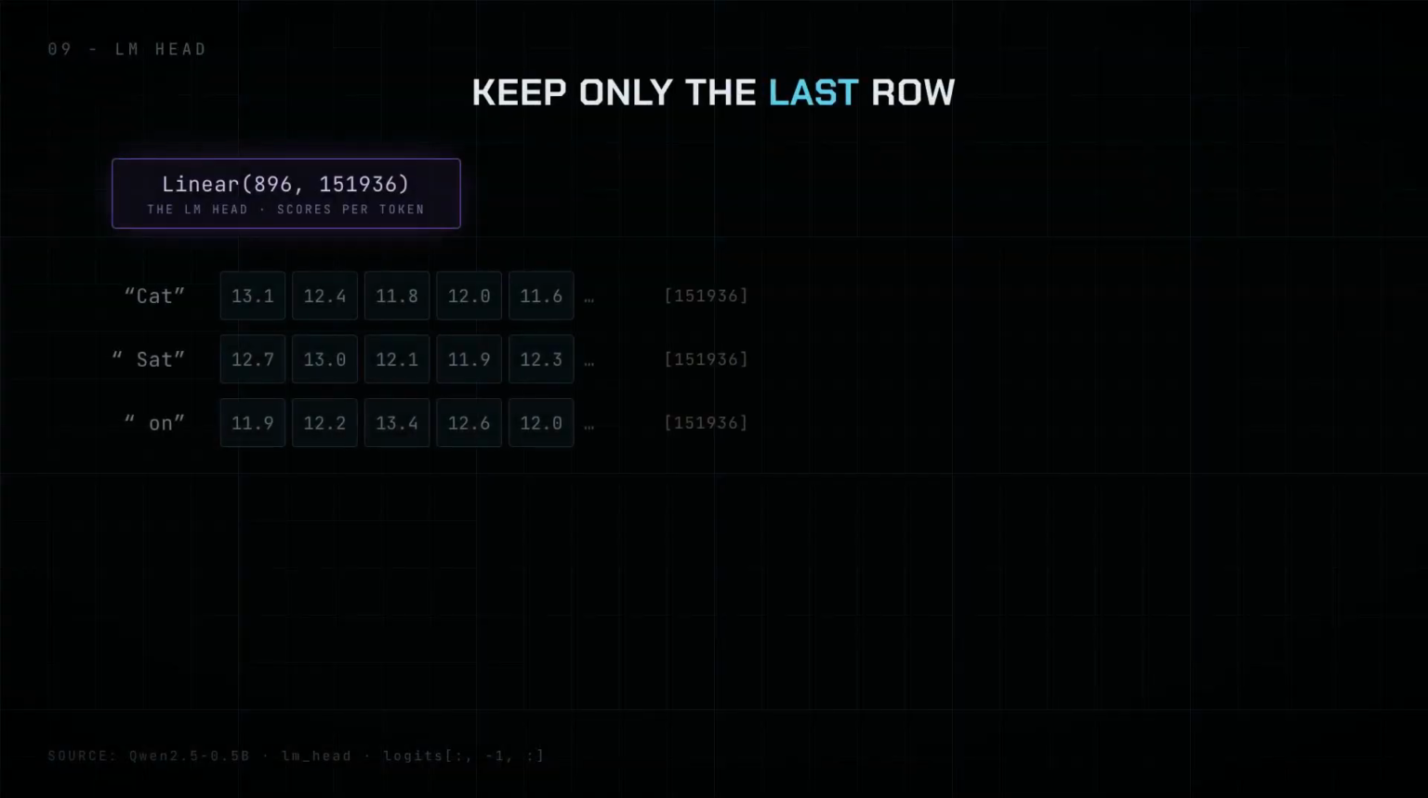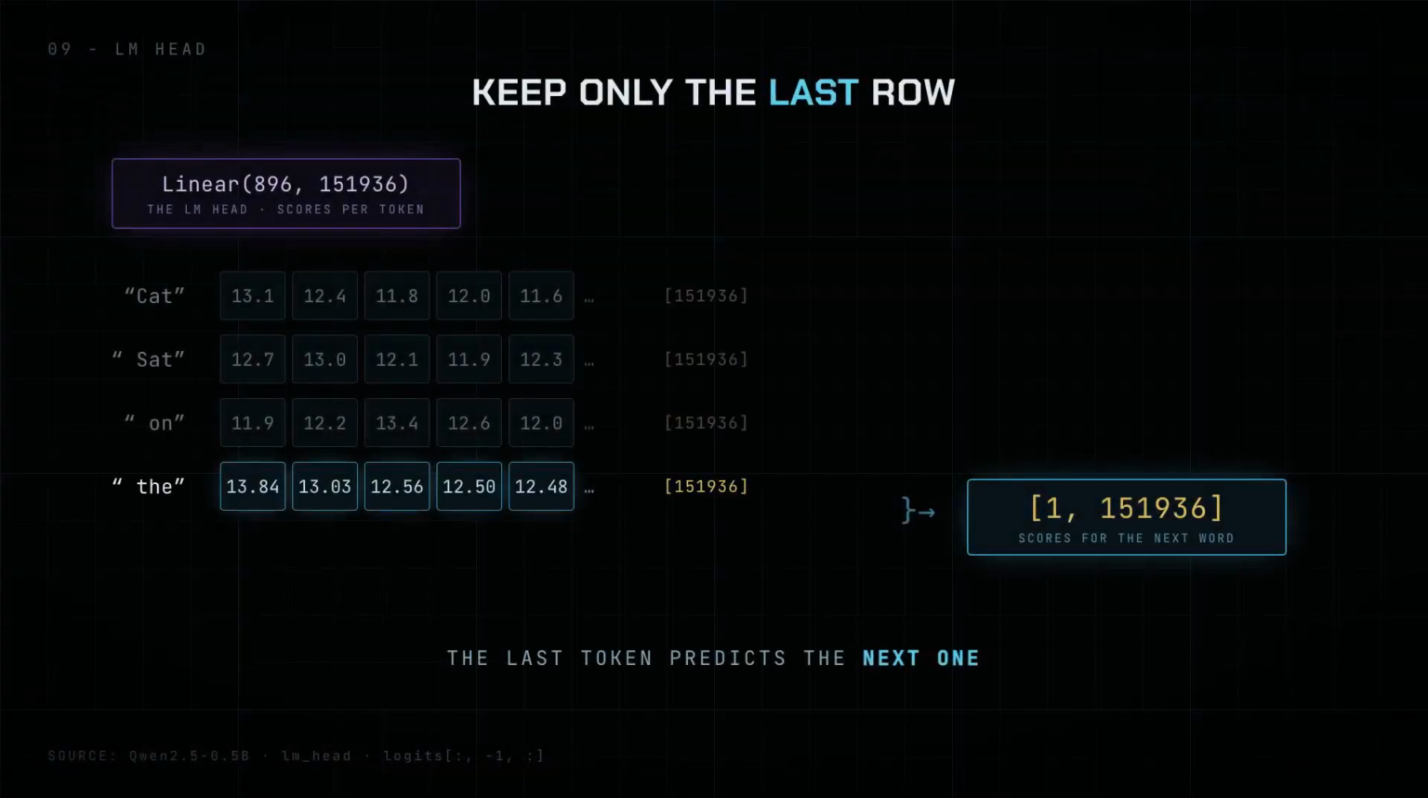But we only care about one position. The last token, "the". It's the one whose job is to predict what comes next. So from the 4 rows of scores, we keep just the final one.